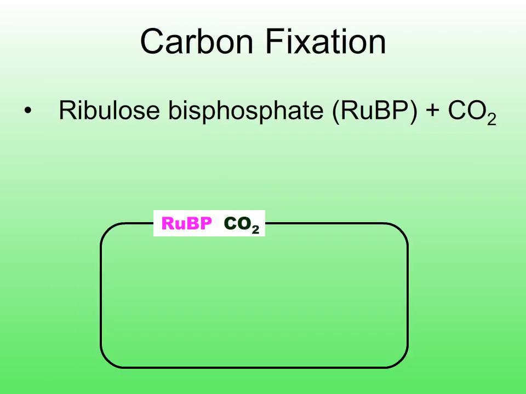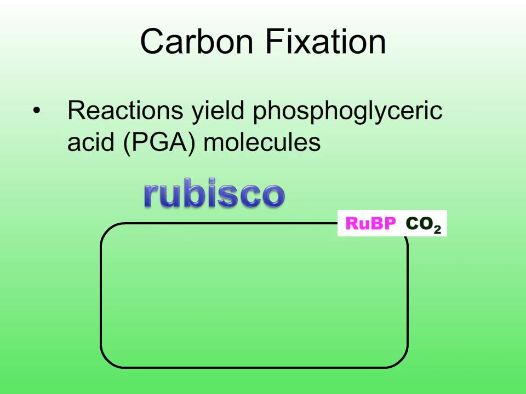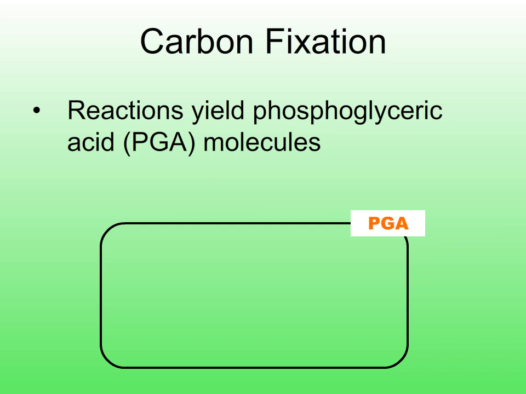As 6 molecules of carbon dioxide enter the cycle, they react with 6 molecules of ribulose bisphosphate, or RuBP. This first reaction in the Calvin cycle occurs because an enzyme called Rubisco catalyzes the reaction. The RuBP reacts with carbon dioxide to form 12 molecules of phosphoglyceric acid, or PGA molecules. This reaction is carbon fixation, the capture of carbon in the form of carbon dioxide to incorporate into organic molecules.